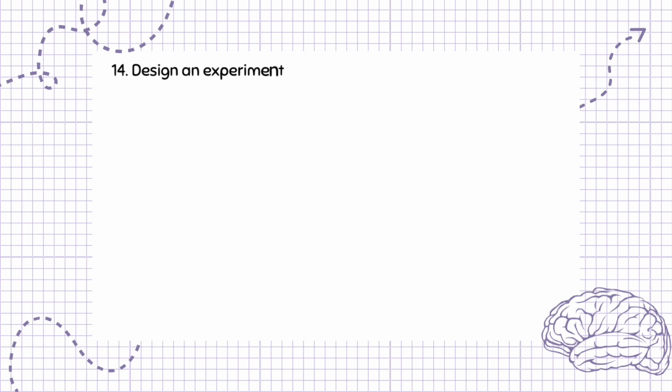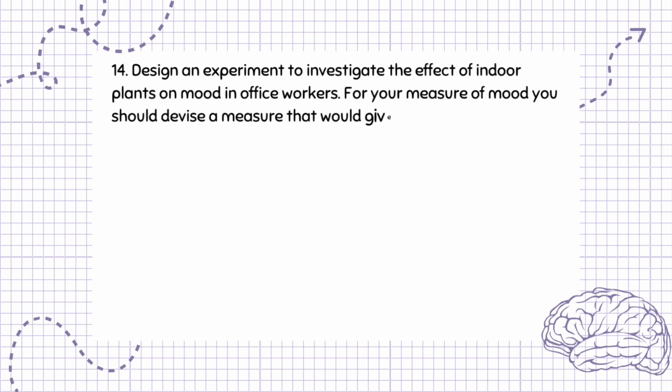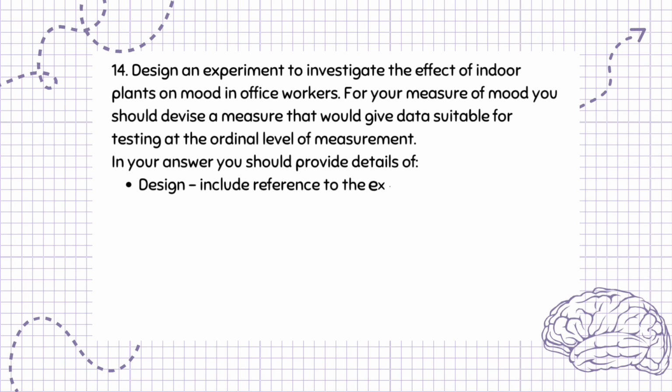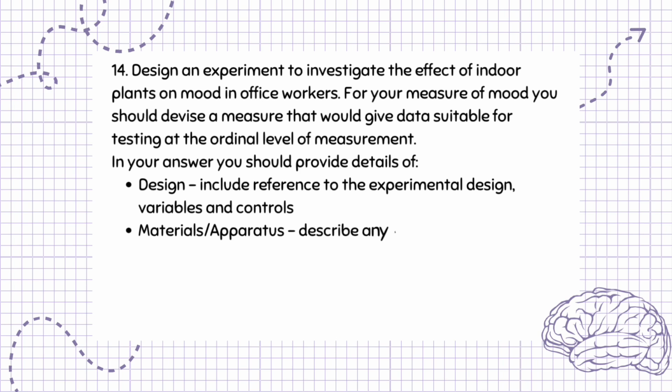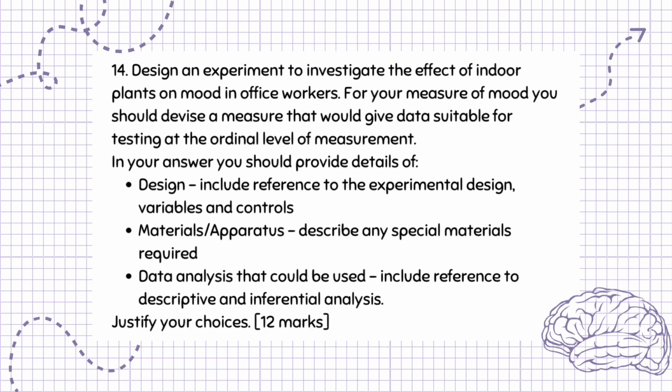Question 14. Design an experiment to investigate the effect of indoor plants on mood in office workers. For your measure of mood, you should devise a measure that would give data suitable for testing at the ordinal level of measurement. In your answer, you should provide details of design, include reference to the experimental design, variables, and controls. Materials and apparatus, describe any special materials required. Data analysis that could be used, include reference to descriptive and inferential analysis. Justify your choices. 12 marks.